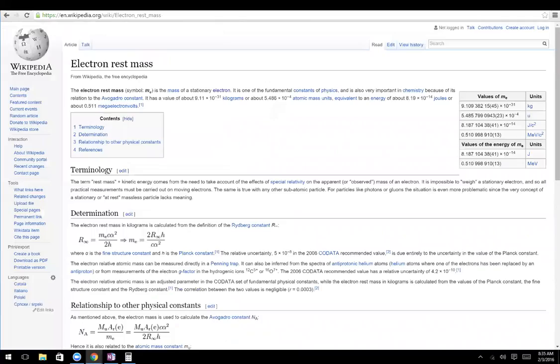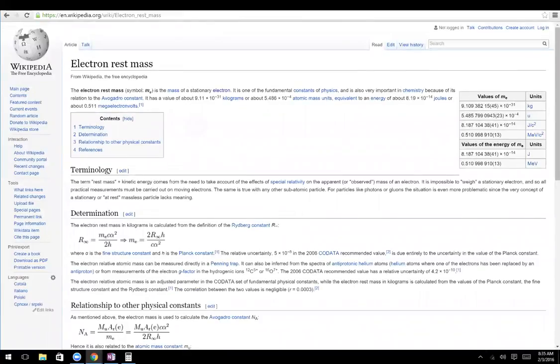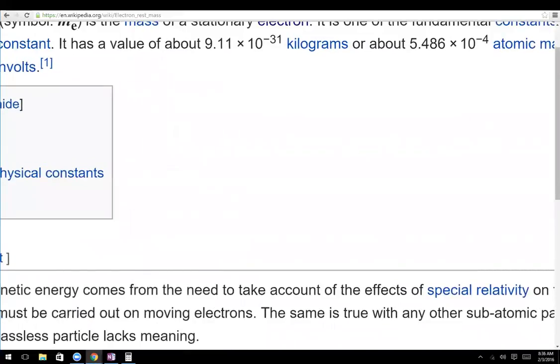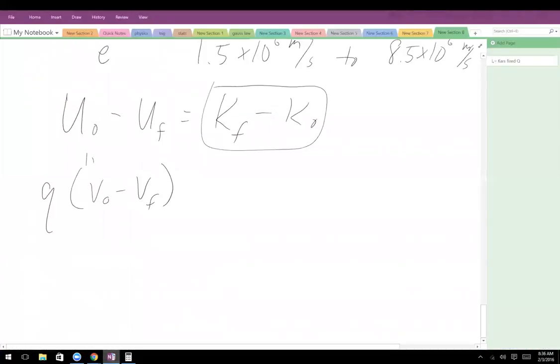Let's try that. Okay, right there. 9.11 times 10 to the minus 31. Okay. Remind me, what's the kinetic energy formula for it? This is back from last semester.